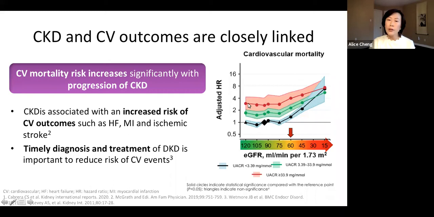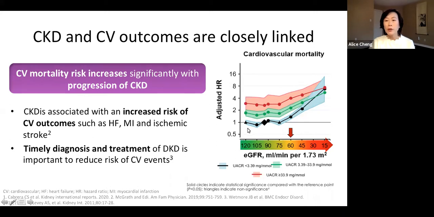But the different colors you see here, the red, green, the blue, represent different levels of albumin creatinine ratio. So different levels of albumin in the urine. And if you notice the red group, the group who's got double-digit ACRs, even when their EGFR is what we would have called normal or even high, they're already at elevated risk. And then, of course, as their EGFR declines, that risk climbs.